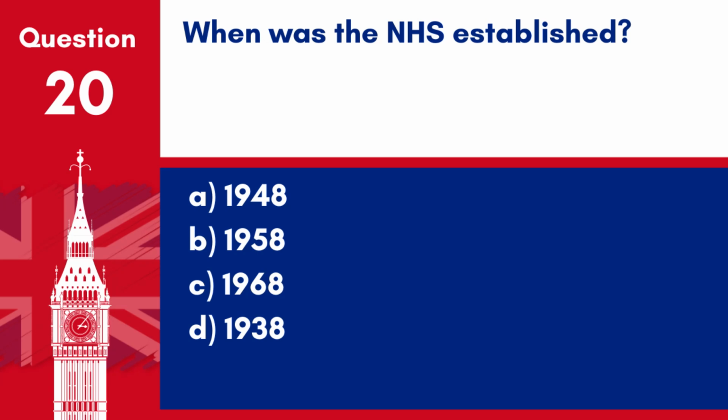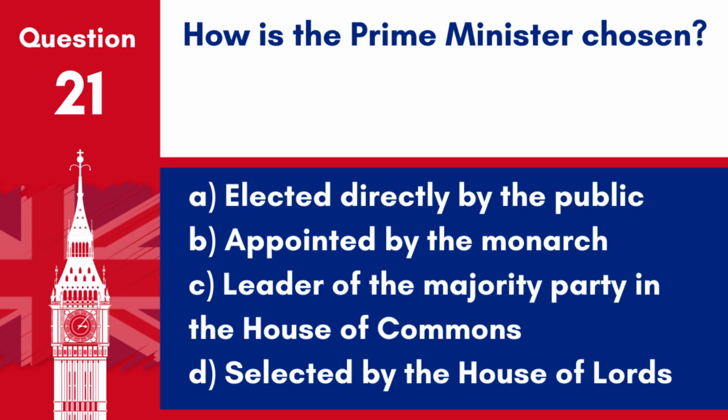Question 20. When was the NHS established? A. 1948. B. 1958. C. 1968. D. 1938. Answer: A. 1948. The National Health Service, NHS, was established in 1948, providing healthcare services funded by taxation to all UK residents. Question 21. How is the Prime Minister chosen?